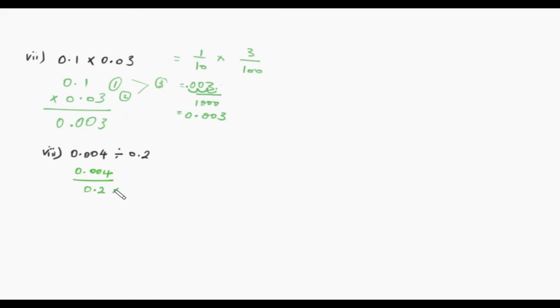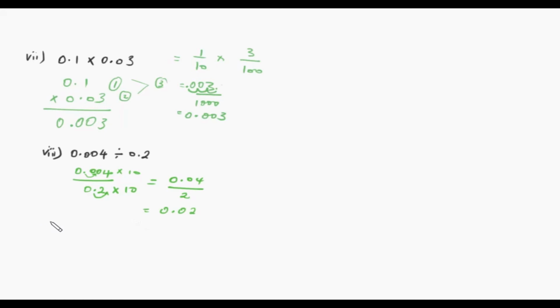So let's destroy the decimal by multiplying by 10 so that this point comes here. So when you multiply by 10 on the denominator, you multiply by 10 on the numerator to balance. So here the point will move one step to the left. So we have 0.04 divided by 2. And 0.04 divided by 2 will give you 0.02. Okay? That would be the answer. It's as simple as that.